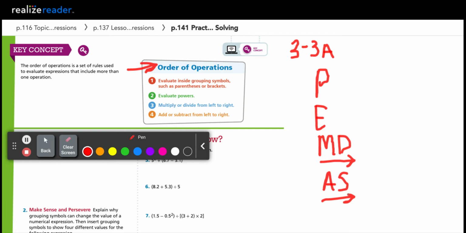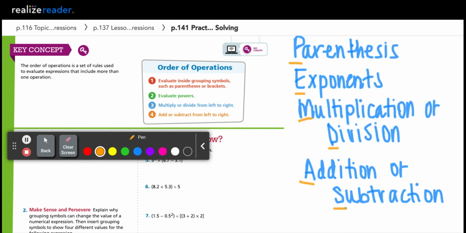So I want to make sure that you have this written in your notebook as the acronym PEMDAS, written exactly how you see it on the screen. And then I also want you to write what the letters in that acronym stand for. So our first step here is parentheses. Second step, exponents. Third step, multiplication or division. Fourth step, addition or subtraction. So please press pause if you need to write this out.